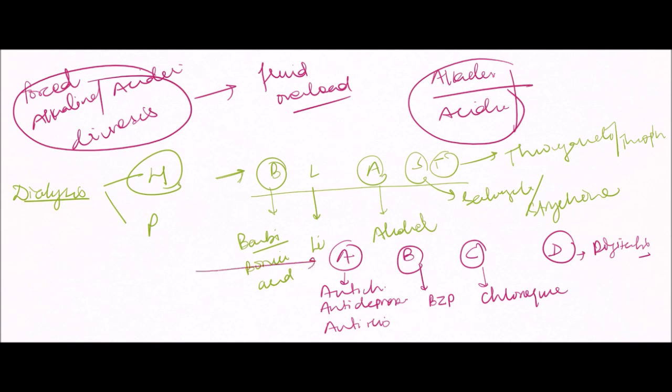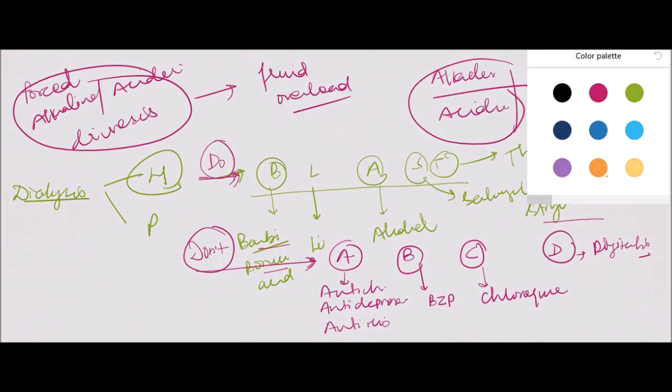So that can be remembered by ABCD, and hemodialysis is only recommended in BLAST. These are barbiturates and boric acid, L for lithium, A for alcohol, S for salicylates and strychnine, and T for theophylline and thiocyanate. So we will go for hemodialysis in these drugs, and we will not go for hemodialysis in these ABCD.